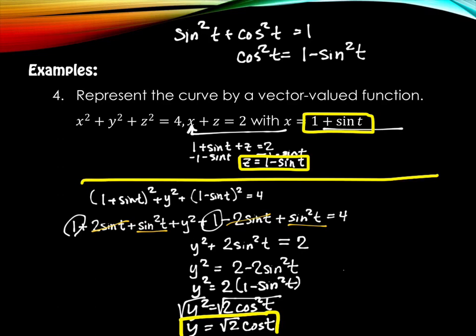So if I'm writing my vector valued function now, I'll write it here at the bottom. We'll see if I have enough space. It's r of t equals, and I write the x component in first. That's the one I was given. It's (1 plus sine of t) i. I'll write in my y component. That's what I got here at the end, which is the square root of 2 cosine t j. And then I have my z component, which I found above as well, to be (1 minus sine of t) k. Okay. Do remember your hats on your i's, j's and k's.